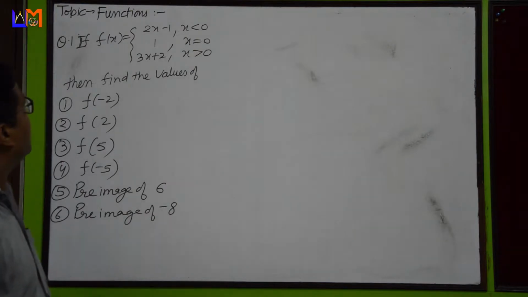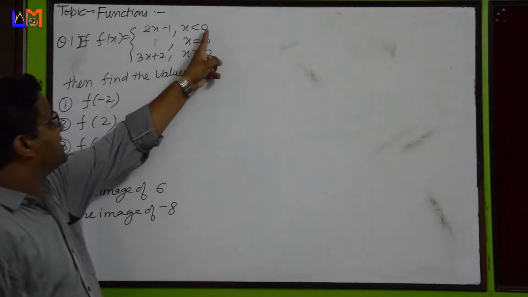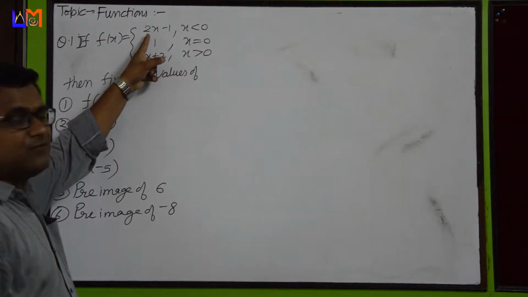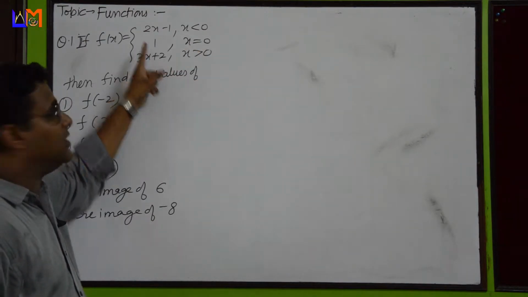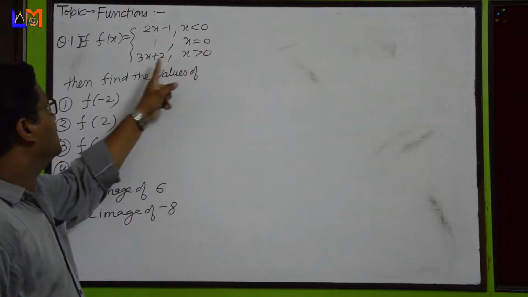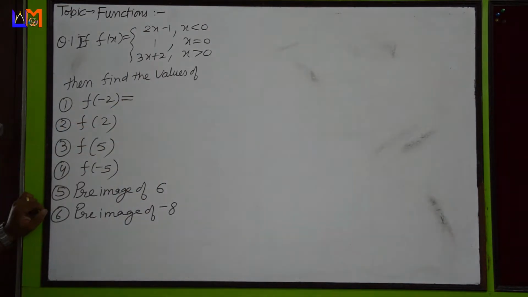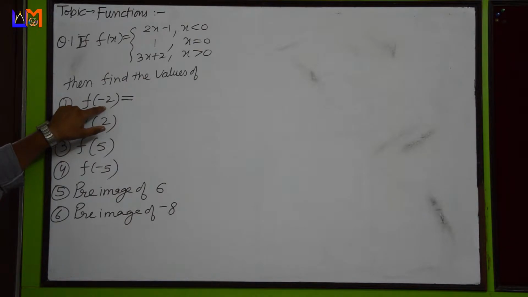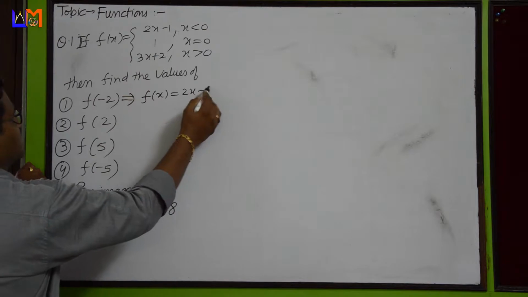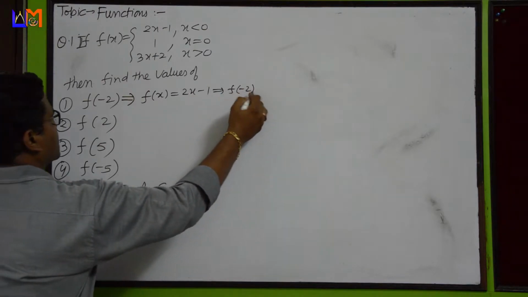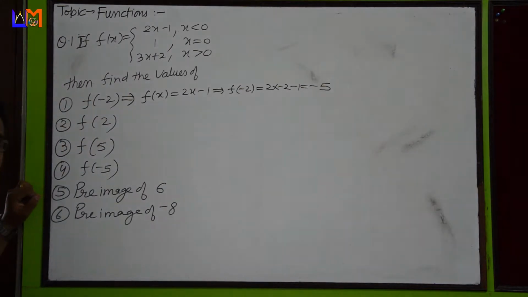We are having the definition of f(x) in 3 different intervals. When x is less than 0, the definition of f(x) is 2x minus 1. When x equals 0, the definition of f(x) is 1. When x is greater than 0, the definition of f(x) is 3x plus 2. Now we need f of minus 2. Minus 2 means x is less than 0, so here we will use the definition f(x) equals 2x minus 1. So f of minus 2 is 2 into minus 2 minus 1, that is minus 5.